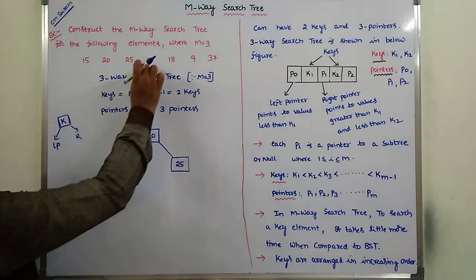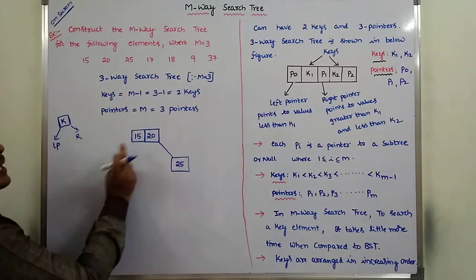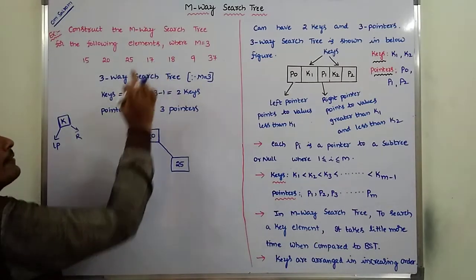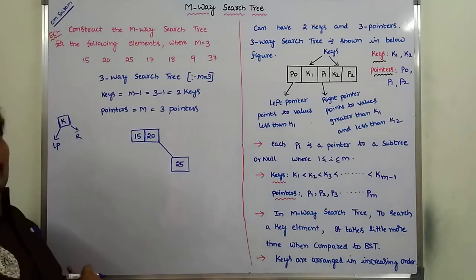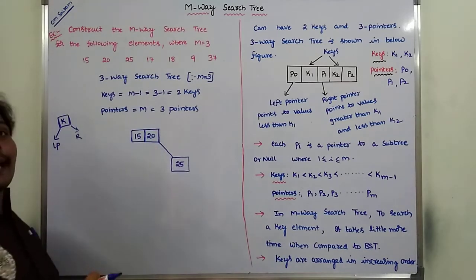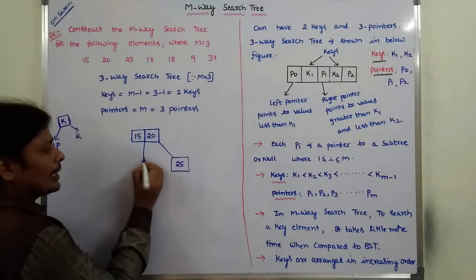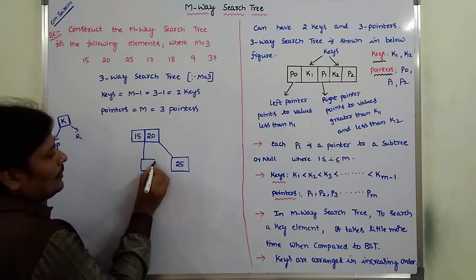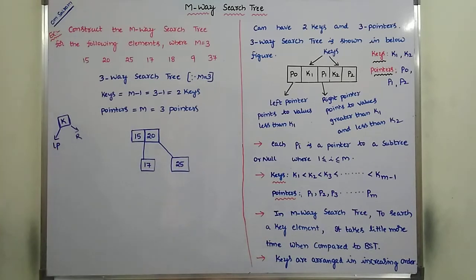Next one is 17. First 17 is compared with 15. It is greater. Next 17 is compared with 20. It is lesser. So 17 is greater than 15 and 17 is less than 20. So we are considering the middle pointer. So this is 17.